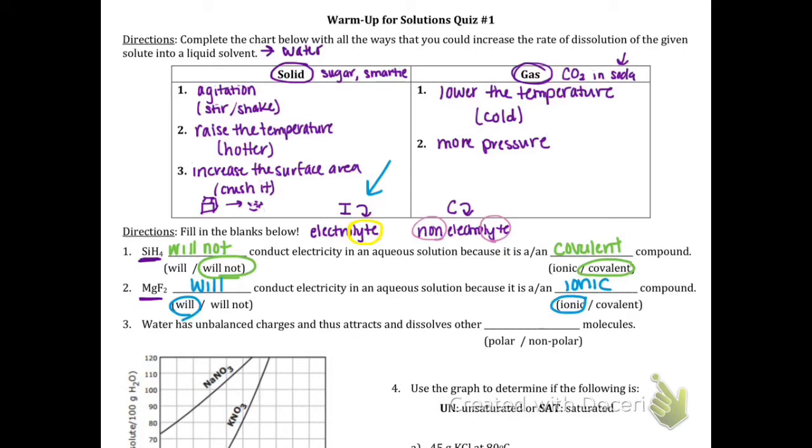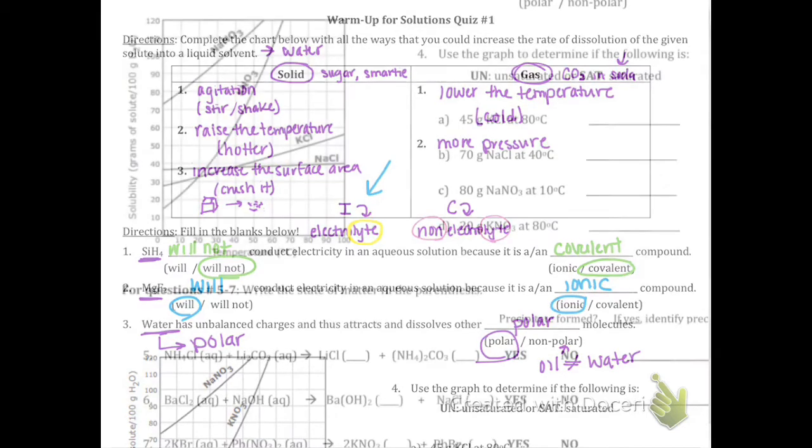The last question in this section says water has unbalanced charges and thus attracts and dissolves other blank molecules. You have to remember that water is a polar molecule. It has unbalanced charges. So polar will dissolve polar things. Like dissolves like. That's why oil does not mix with water, because oil is non-polar and water is polar. All right, on to the next section.